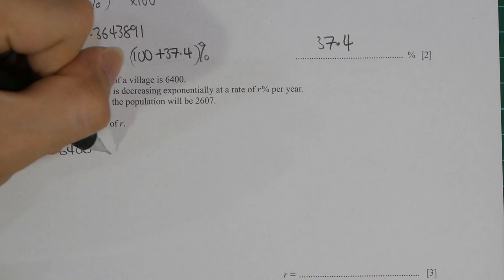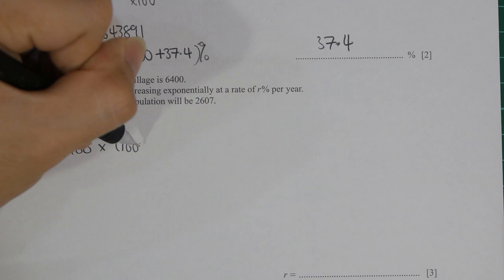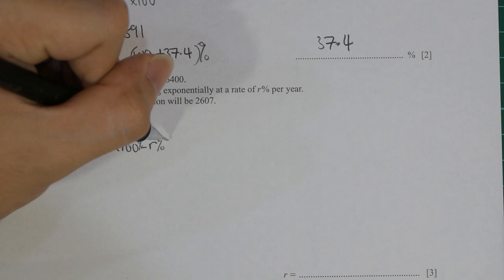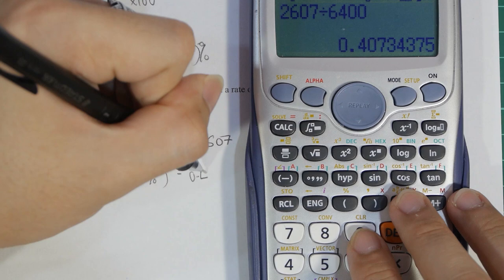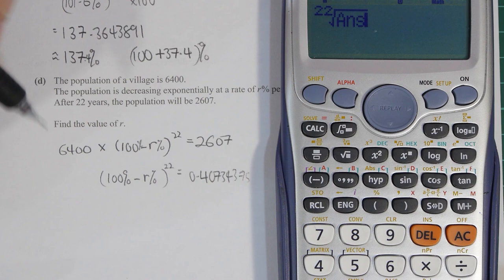Question D. Keyword here, decreasing exponentially. So you take 100% minus R percent to the power of 22. Multiply it by the original amount, which is 6,400, and your result will be 2,607. You run the calculation, do the shifting, root everything by 22, then minus it by 1, then you will get 4% as the final result.